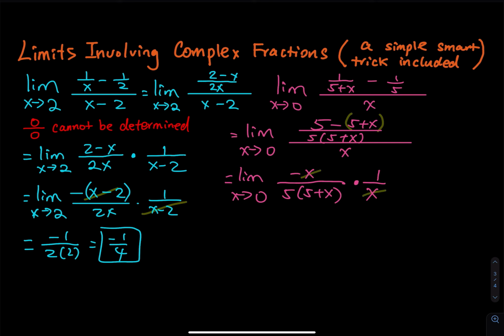And then you have a -1 on top. So now the x is gone. It is safe to plug in a 0. You have a -1, and then 5 times 5 plus 0, which is -1 over 25.